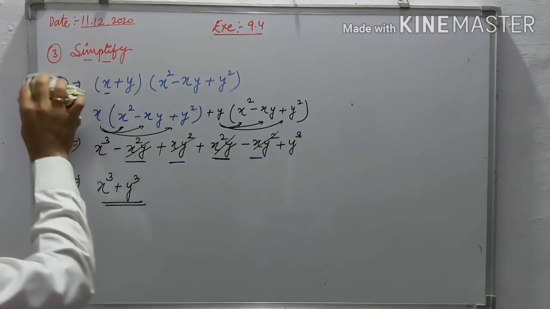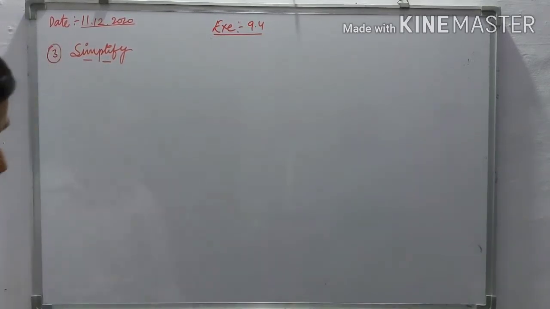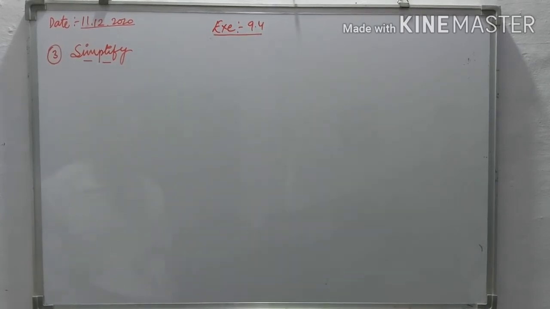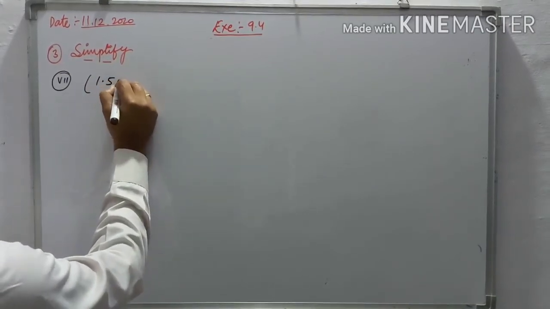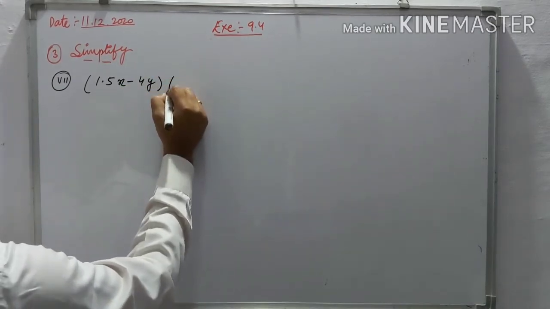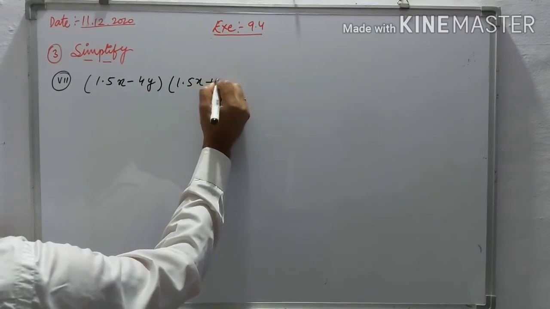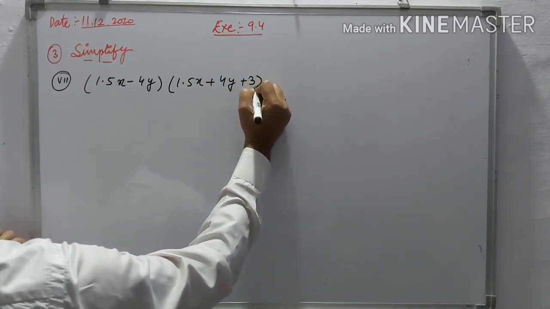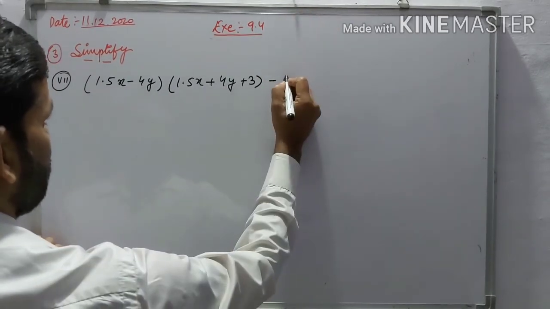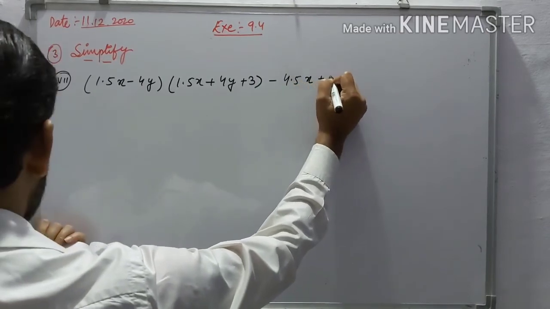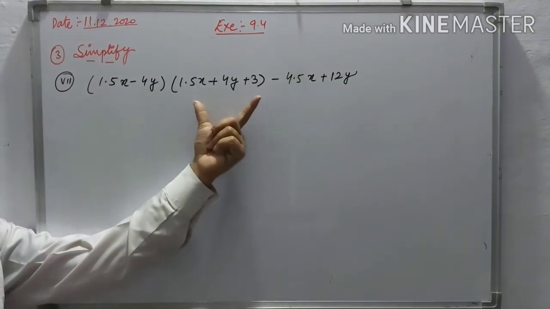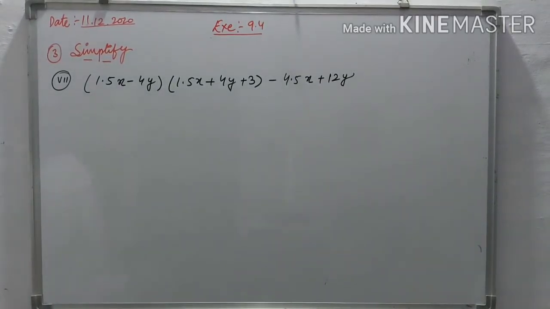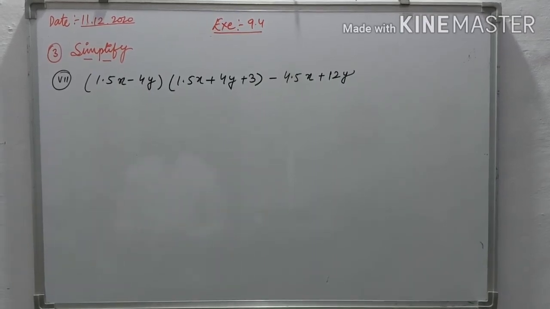And next question 7. Second last question of this exercise, the 7th question in question number 3. Is 1.5x minus 4y, second is 1.5x plus 4y plus 3, and minus 4x, additional part is 4.5x and plus 12y. Okay, here the first is binomial multiplied by trinomial, and the additional part is 4.5x plus 12y. It means first will multiply 1.5 and second will multiply 4.5.